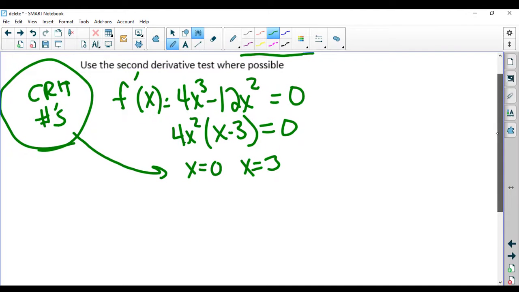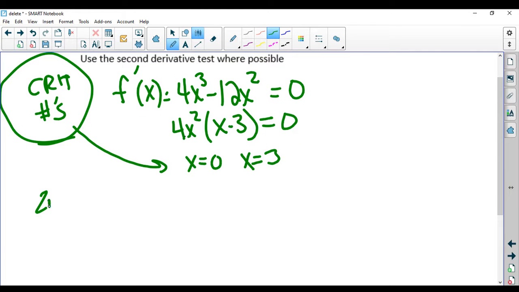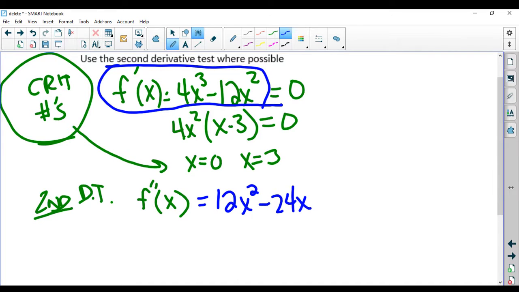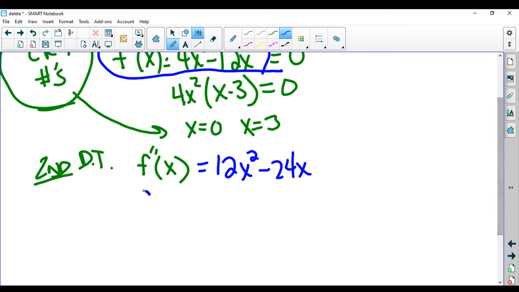Now, to use the second derivative test, we will find the second derivative. So look at the unsimplified first derivative, it will be easier. That derivative would be 12x squared minus 24x. And I'm going to factor that to make my calculations a little bit easier. So that's what we have.